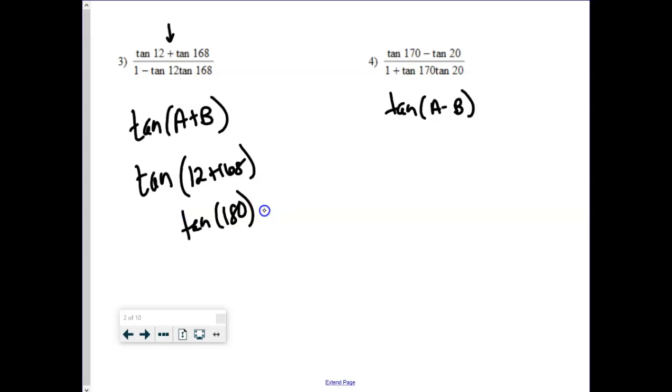All right, don't fail me now, guys. Tangent is sine over cosine, so at 180 degrees, your sine is a 0 and your cosine is a negative 1. What does that come out to? 0. Very good. So the tangent at that comes out to a 0.